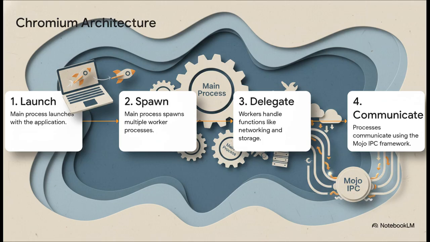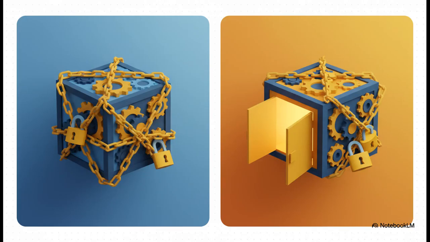When an application starts, a main process launches. This main process then spawns multiple worker processes for functions like networking and storage. These processes communicate with each other using the Mojo IPC framework. The worker processes have different memory access restrictions. The memory of the storage worker process is blocked, but the memory of the network worker process is accessible. This permissive memory access for the network worker enables a credential extraction.